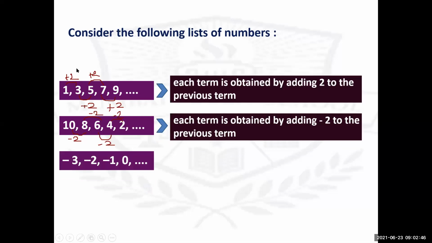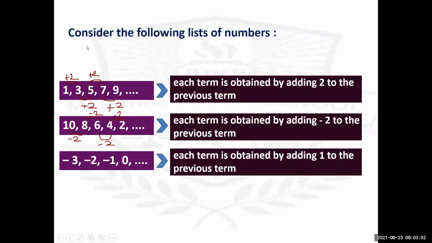Let's see the next set of numbers. Minus 3, minus 2, minus 1, 0. When you look at these numbers, each term is obtained by adding 1 to the previous term. From minus 3, when you go to minus 2, we're adding plus 1. From minus 2, when you shift to minus 1, you're adding again plus 1. From minus 1, you move to 0, again adding plus 1. So here, each term is obtained by adding 1 to the previous term.